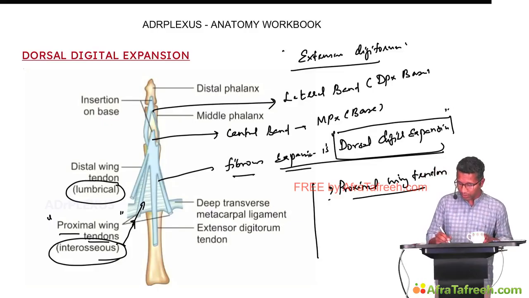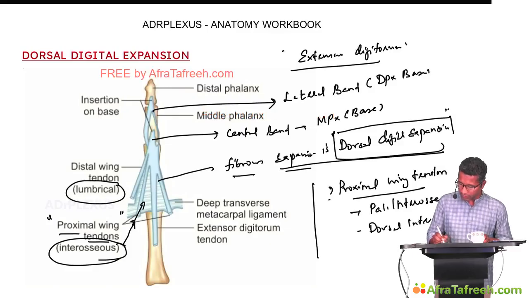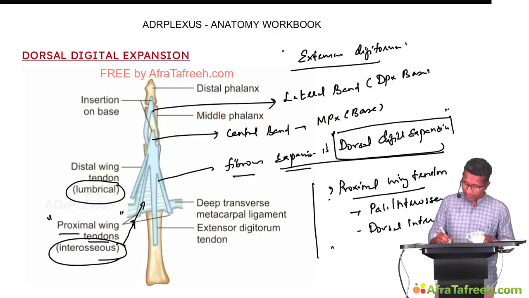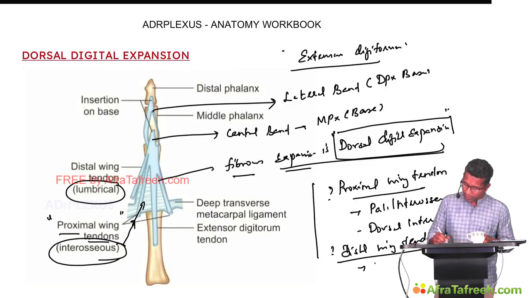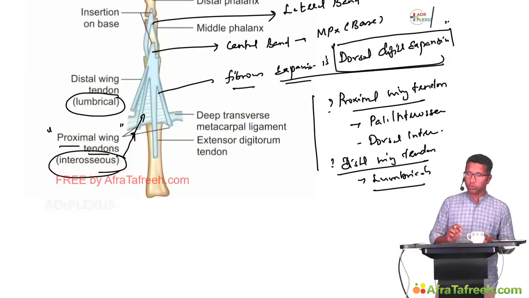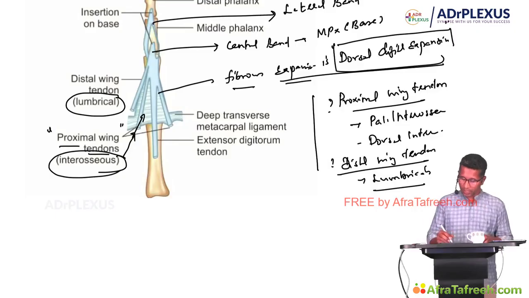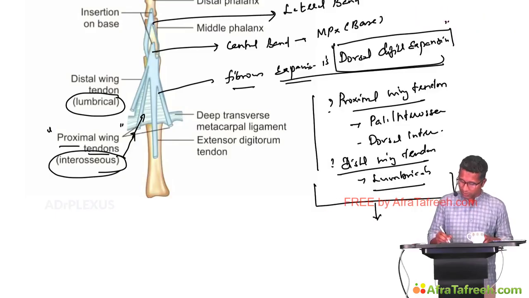And what are these proximal wing tendons? They are the palmar interosseous muscles and the dorsal interosseous muscles. The lumbricals, which get inserted more distally, are called the distal wing tendons. And what is their function? Through this dorsal digital expansion, these muscles cause extension of the interphalangeal joints.